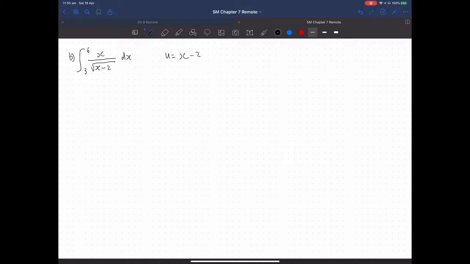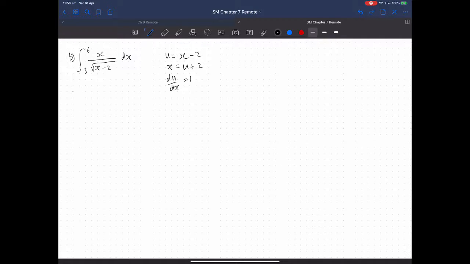Rearranging u equals x minus 2, what I get is x equals u plus 2. Differentiating u with respect to x, I get du dx is equal to 1. As we know from previous examples, we can substitute in du dx because multiplying by 1 doesn't change anything.